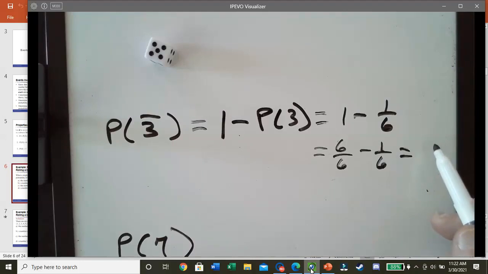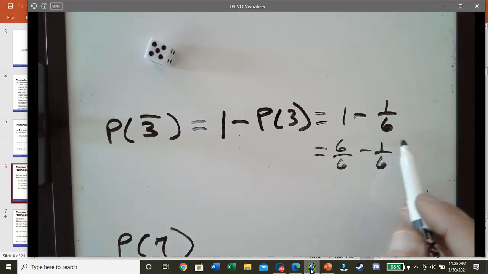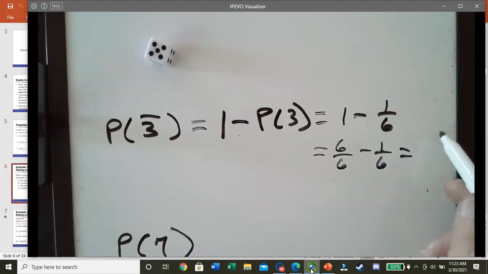So, what would be the probability of not rolling a 3? So that's 6 minus 1, right, is what?